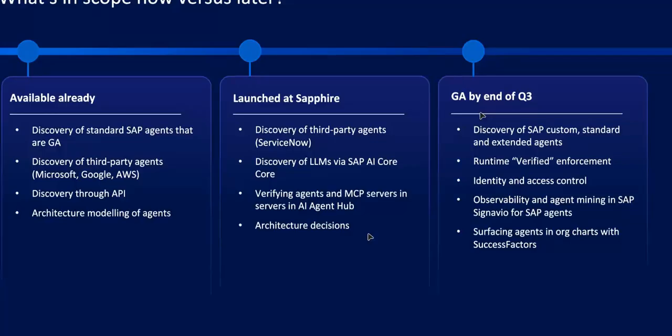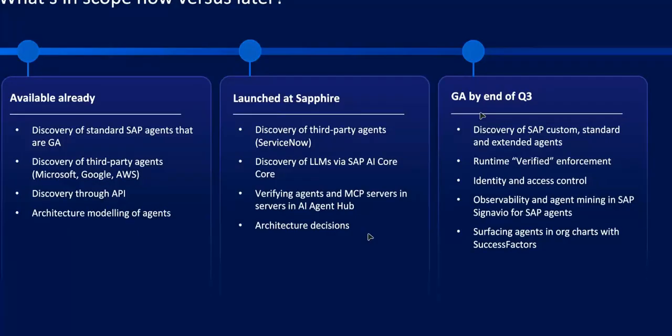Now, what will come live later on? Of course, discovery of SAP custom, standard, and extended agents will come later on. Runtime verified enforcement, things like observability and agent mining in Signavio, surfacing agents in SuccessFactors. Those things will come live in Q3, right? So that is how the functionality is available, and some of the functionality will become available at the end of Q3.